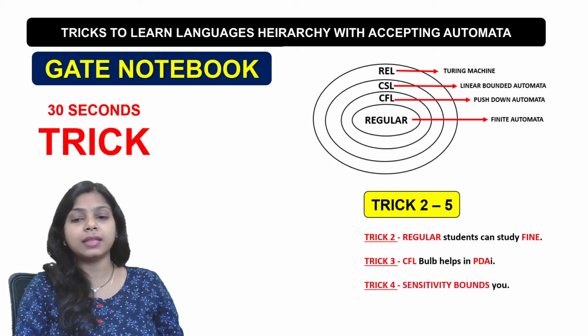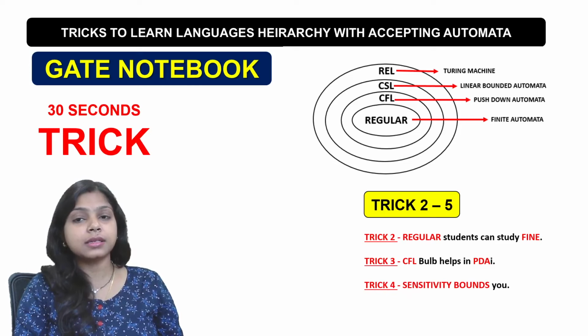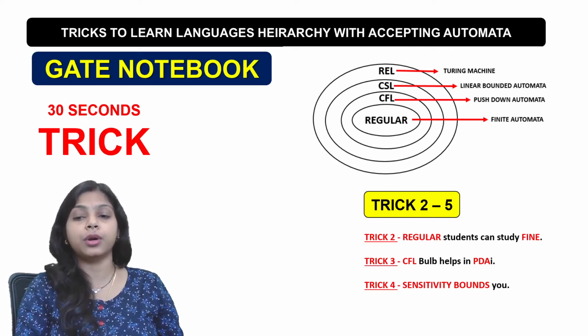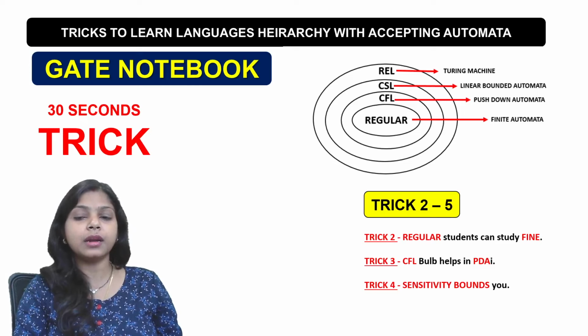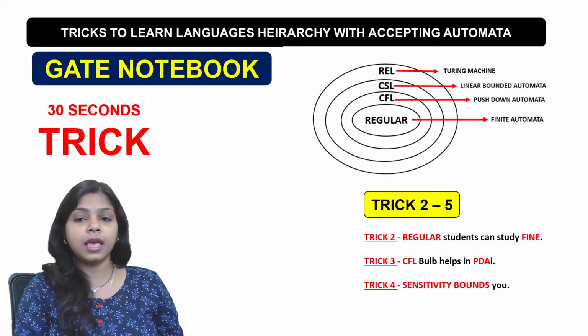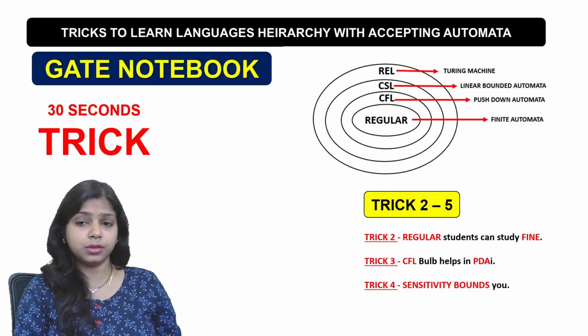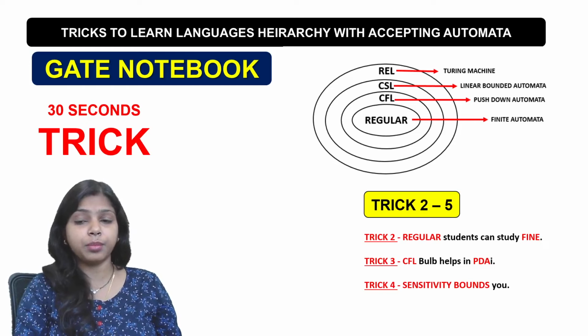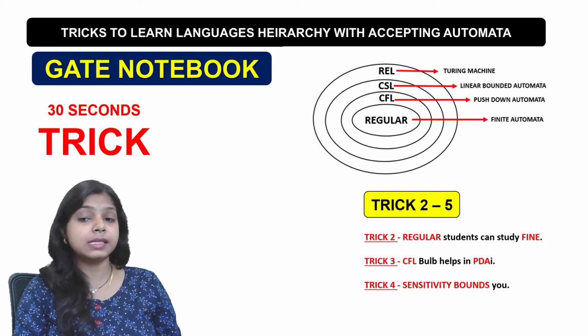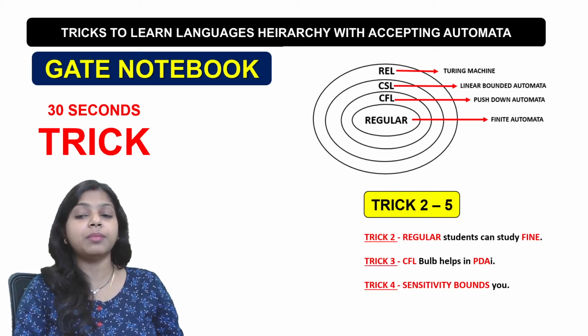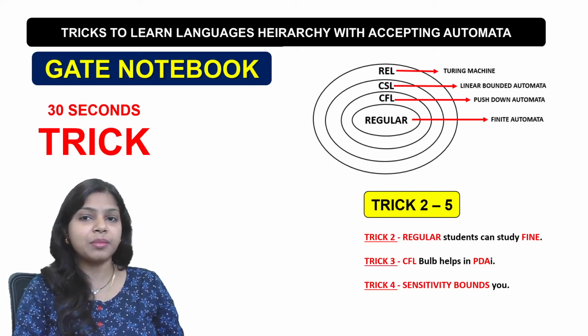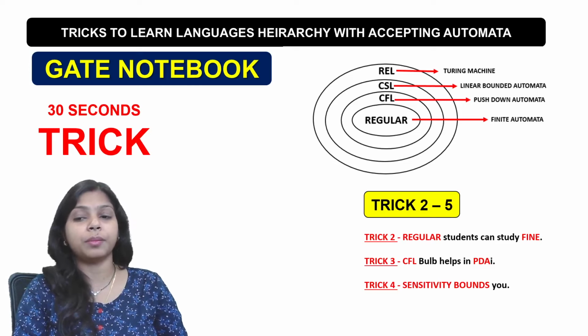Trick 4: context sensitive language accepted by linear bounded automata. So from that you can learn sensitivity. If you are very sensitive to anything, that means you are weak at some points, right, and sensitivity bounds you, restricts you. So sensitivity bounds you. From that you can remember CSL accepted by linear bounded automata.